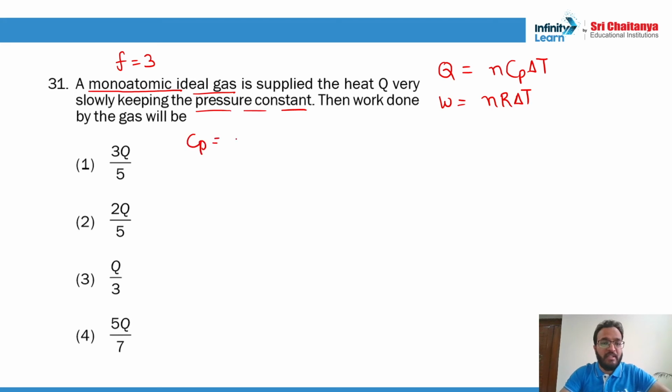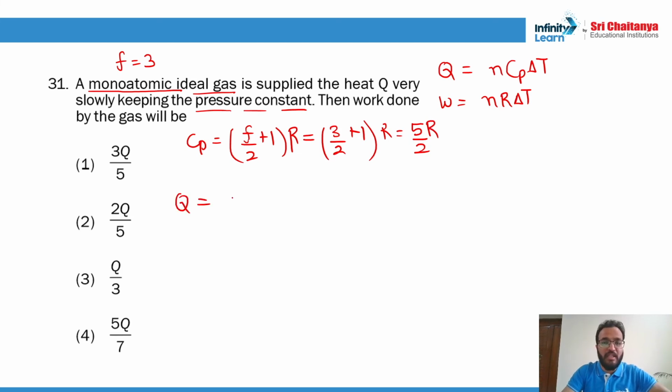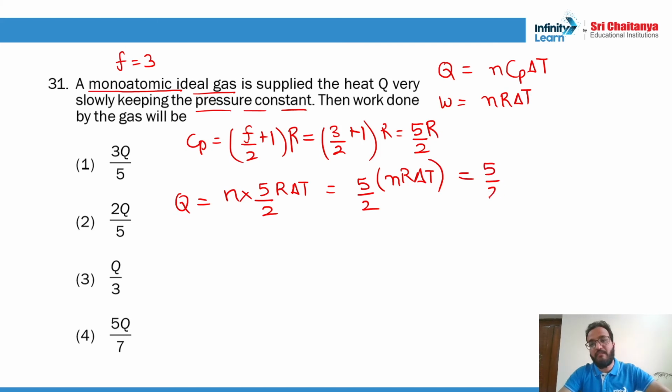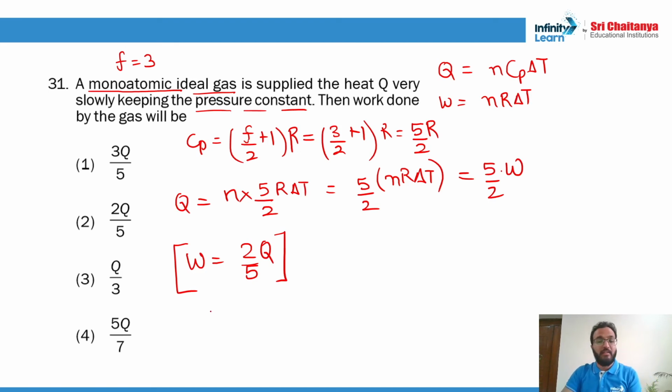Now let's come quickly. What is Cp? Cp is (f by 2 plus 1) into R. So (3 by 2 plus 1) into R, that is 5 by 2 R. So you will say, sir, Q is n into 5 by 2 R delta T. It is technically 5 by 2 nR delta T. So it is technically 5 by 2 times the work done. So work done will be 2 by 5 times the heat. Is it okay?